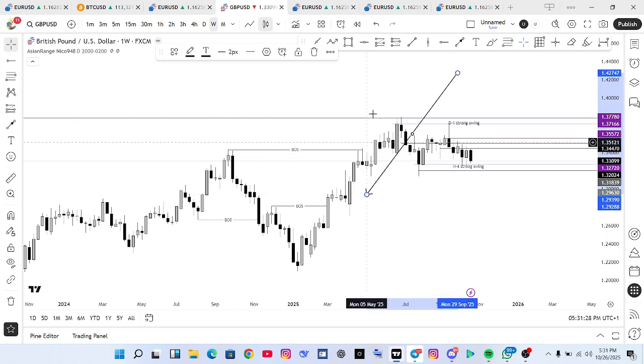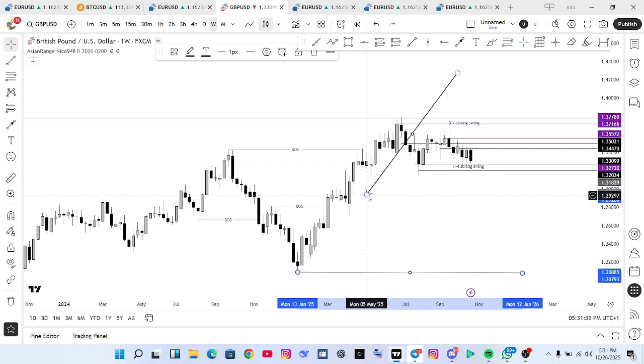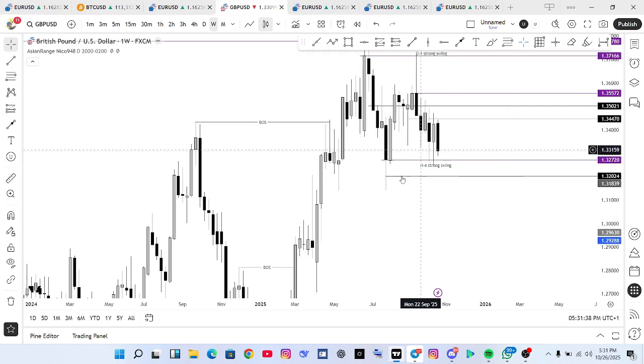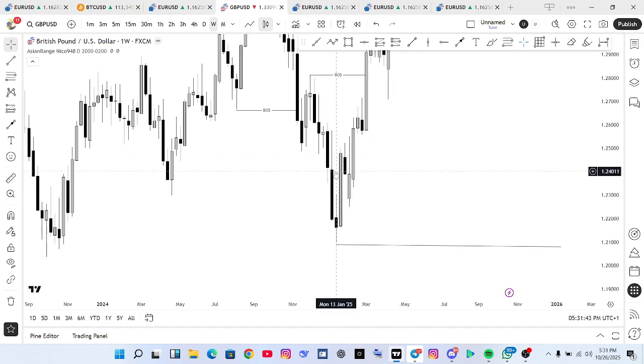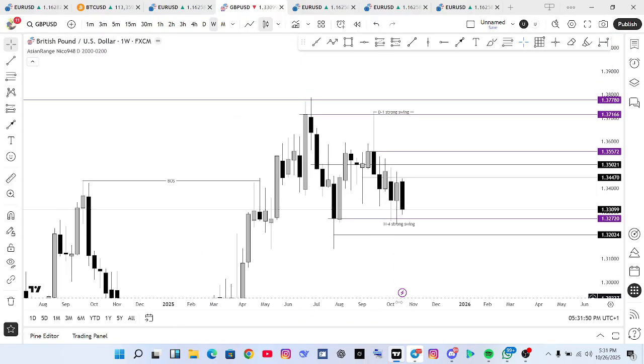This is a break of structure, making this place a strong zone for the weekly, but we are not going to be looking at all of that. So look at the recent price action. If you check out all these places, it's almost okay. This is January 2020, January 2025. But we are going to be focusing more on the recent price action.